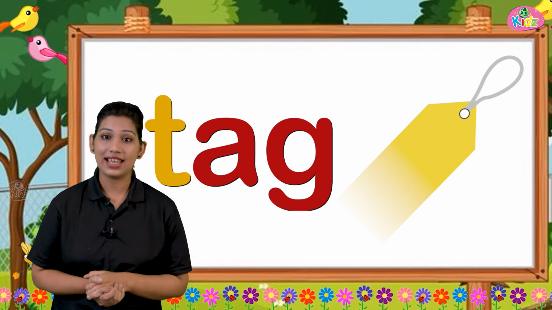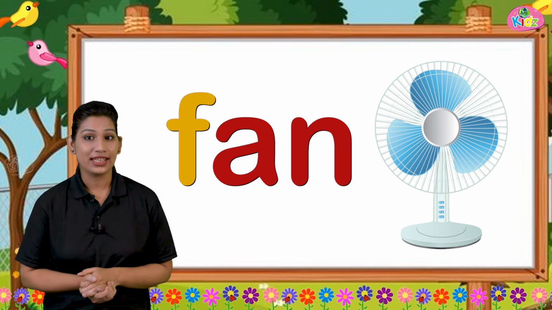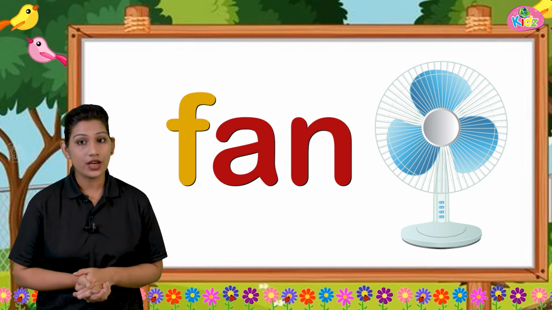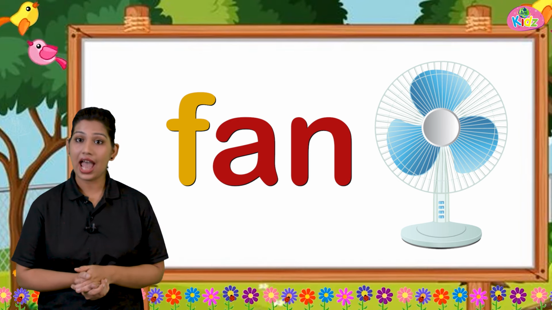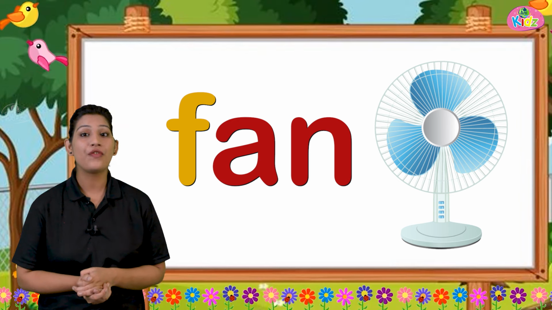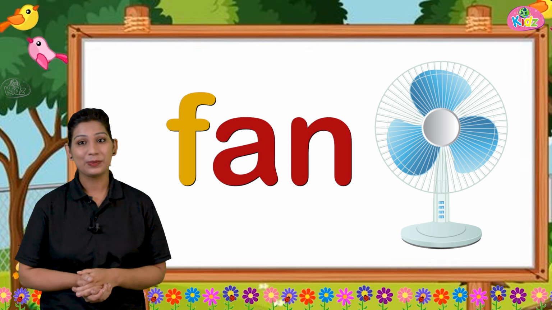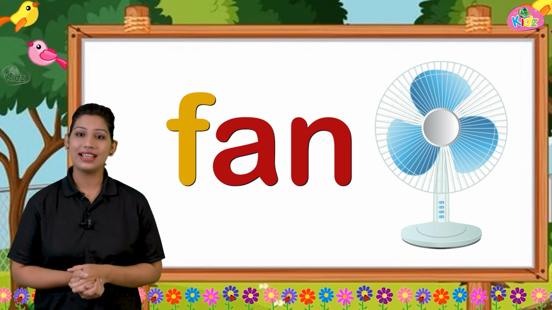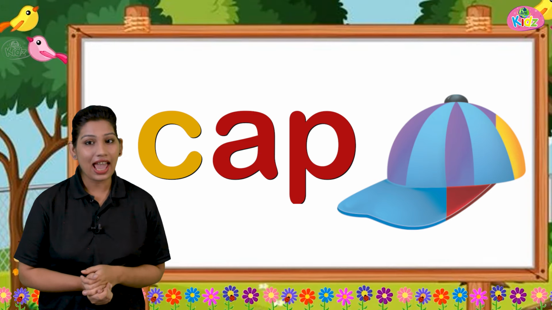The next word is f, a, n, fan. F sounds f. A, n, an. F, an makes the word fan. F, a, n, fan. The next word is k, a, p, cap.